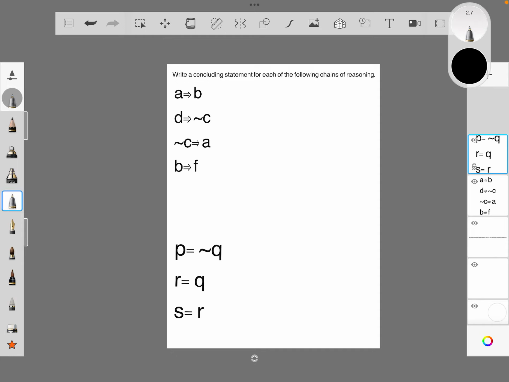I'm going to be teaching you how to write concluding statements for following chains of reasonings. So let's get to it.